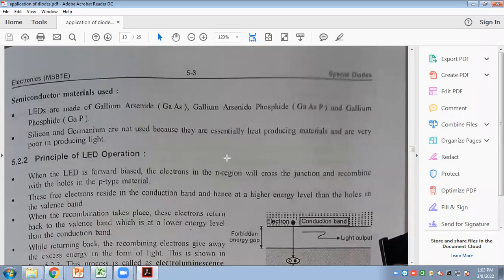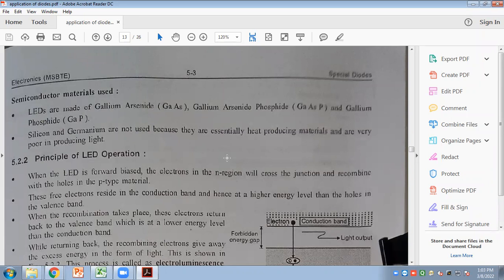Which material will be used for the emission of light? The materials used for emission of light are gallium arsenide, GaAs, gallium arsenide phosphide and gallium phosphide. These are the 3 different materials that will be used for the indication of the intensity of the light. According to the color of the light emitting diode, different materials will be used. The intensity of light will be available in different colors. For colors, we can change the material, gallium arsenide phosphide and gallium phosphide.